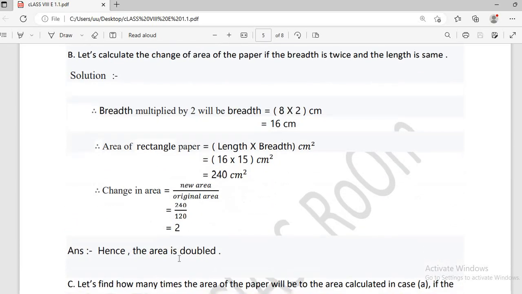B, let's calculate the change of area of the paper if the breadth is towards and the length is same। মানে এখানে আমাদের প্রস্থটাকে দ্বিগুণ করব এবং দৈর্ঘ্যটা একই রেখে, তাহলে কি হবে, breadth multiply by 2 will be breadth is equal to 8 into 2 is equal to 16 meter. The area of the rectangular paper is equal to length into breadth semi square, so 16 into 15 square is equal to 214 semi square.